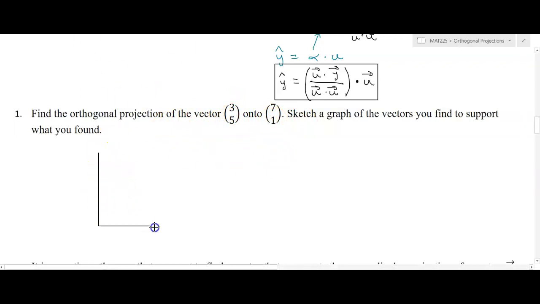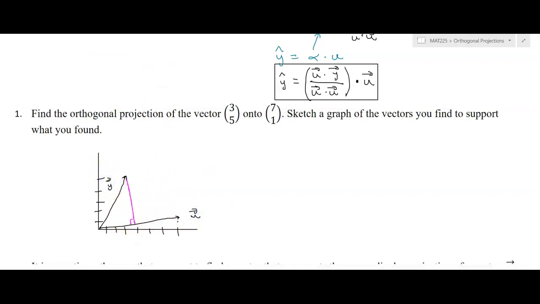So the first thing I'm going to do is just sketch this out. 3, 5, 1, 2, 3, 4, 5, 6, 7, and this will go up to 5. Okay, so 3, 5 is one of the vectors. That's this guy here. 7, 1 is this vector over here. Well, close enough. You get the idea. And what we want to do is find the projection of this vector so that that vector right there is going to be perpendicular to my vector u.